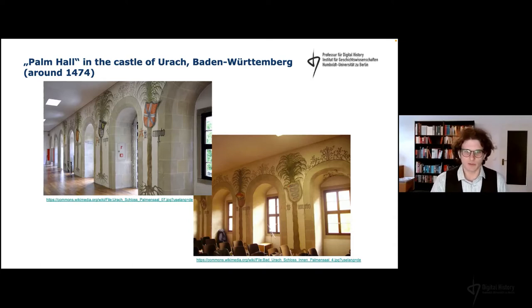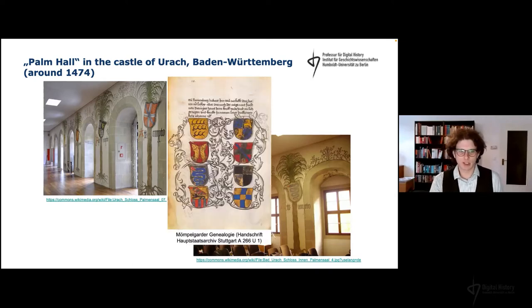And also this wall painting is at the same time a good example to illustrate why a linkage of heraldic sources, as I showed before, over multiple material source contexts can be helpful. Because as you can see here, the same combination of coats of arms as in the Pan Hall was also used in this manuscript, here also focusing on family ties.